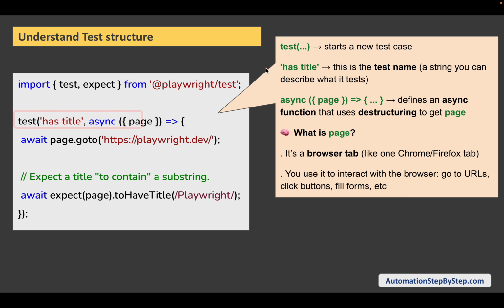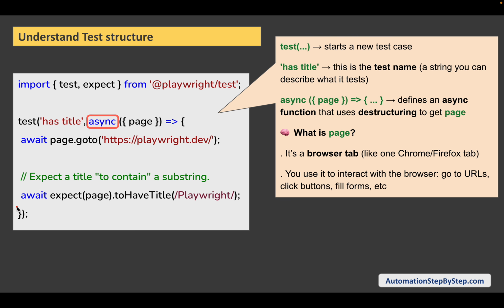So this starts a new test. This is the title of the test, or the name of the test. It describes what the test will do. You can put anything here, so you can put some meaningful name of the test. Okay, and async, here we are using async.